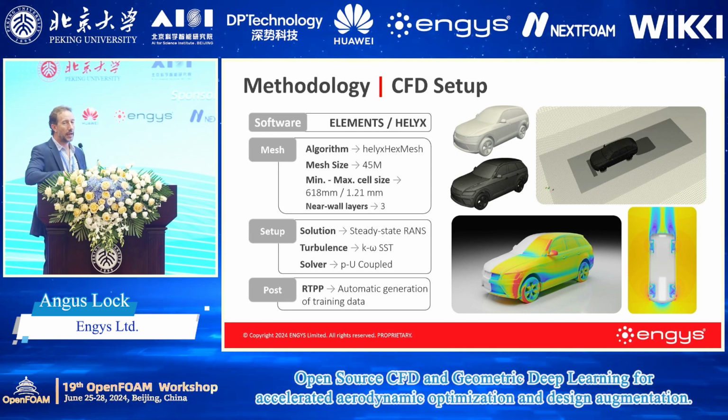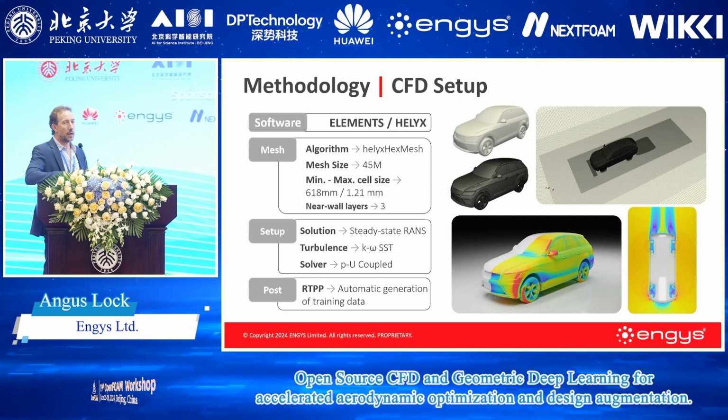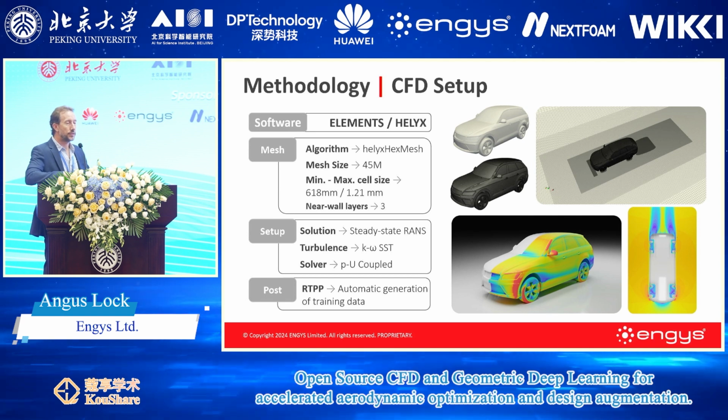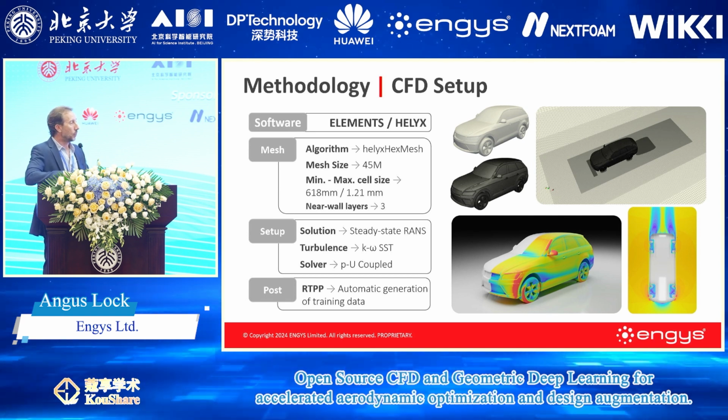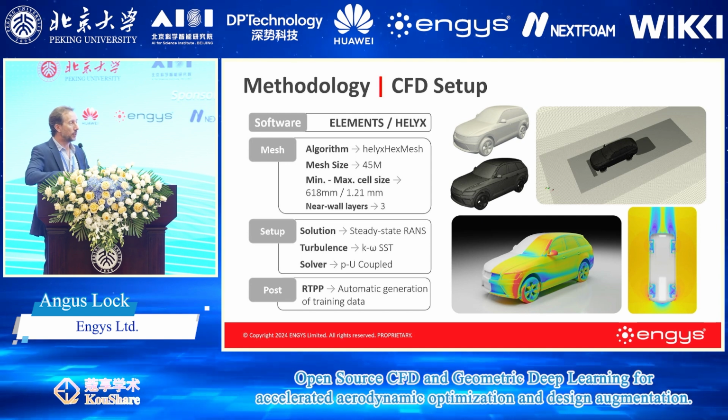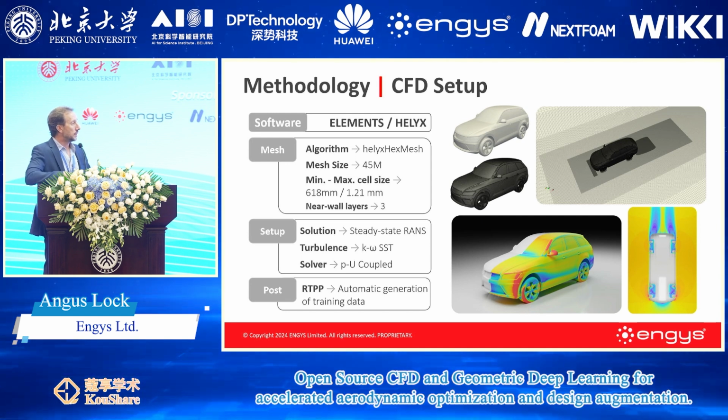We have improved layer coverage. I think Snappy typically achieves about 96% layer coverage for the kind of geometries that we're looking at, whereas with the improved layer coverage, we're up to 100%.